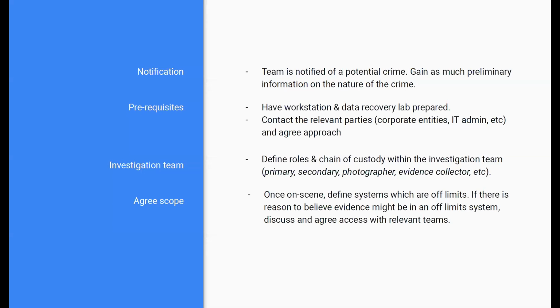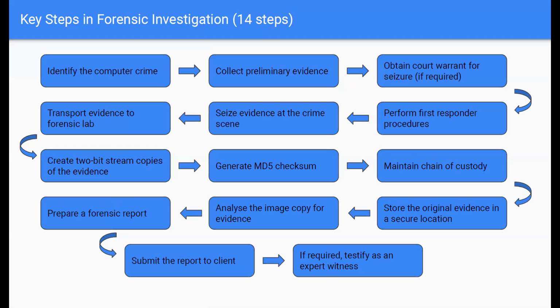When you're being notified, gain as much preliminary information on the nature of the crime itself. Ask the person whether there was any message displayed on the screen. Ask them if anything flashed on the screen, if a command line prompt came up, if the system was shut down, what did they do with the system, have they unplugged it from the network, all those kinds of things. Get as much information as possible when you're notified. So you have identified the computer crime, and then you have also collected preliminary evidence.